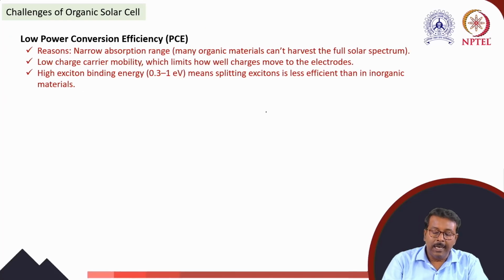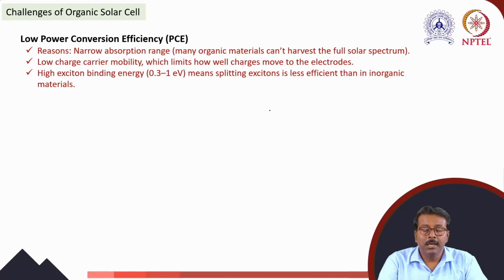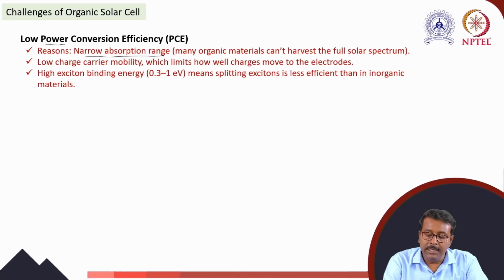So these are the challenges of the organic solar cell. First of all, very low power conversion efficiency. Though it is very easy to fabricate and deposit, and you can use very small apparatus to develop the organic solar cell, the low conversion efficiency is mainly due to the narrow absorption range.